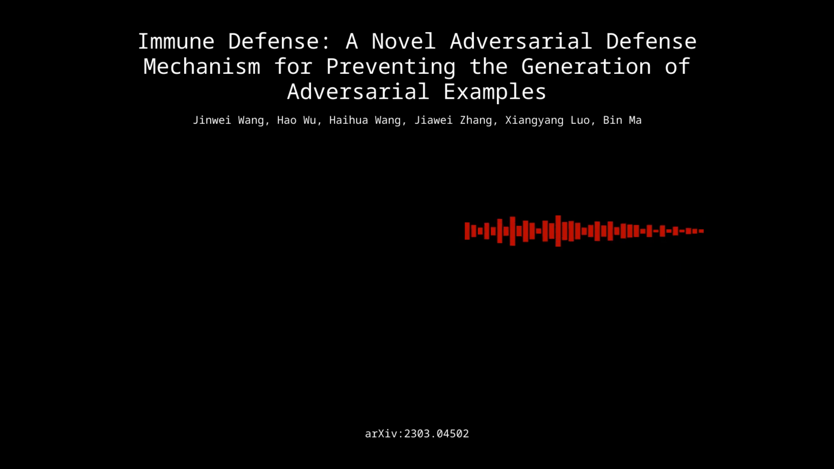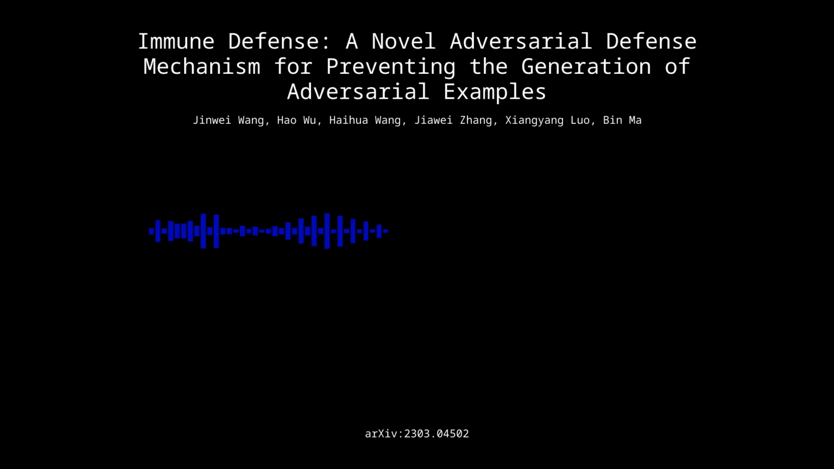Today, we're going to be exploring this paper called Immune Defense, a novel adversarial defense mechanism for preventing the generation of adversarial examples. This paper proposes a really intriguing, new approach to DNN security. We've got a lot to unpack here. Yeah, it's really fascinating. I think it's a departure from the usual reactive defenses that we see. Instead of trying to patch DNN vulnerabilities after the fact, immune defense aims to stop adversarial examples from ever being generated in the first place.